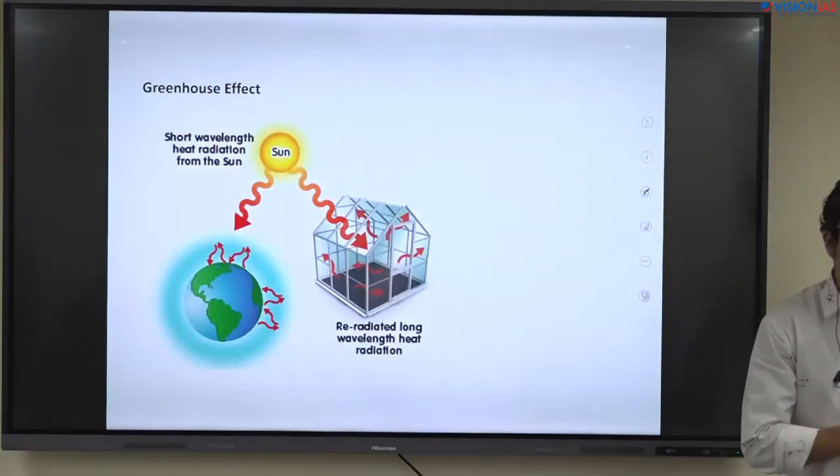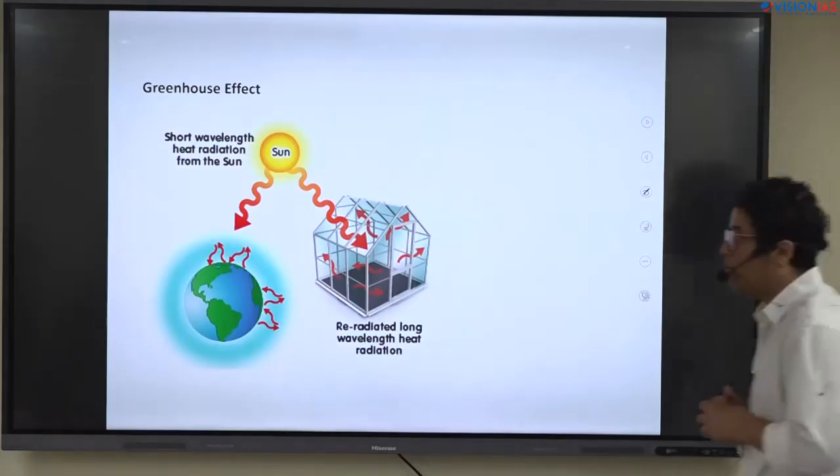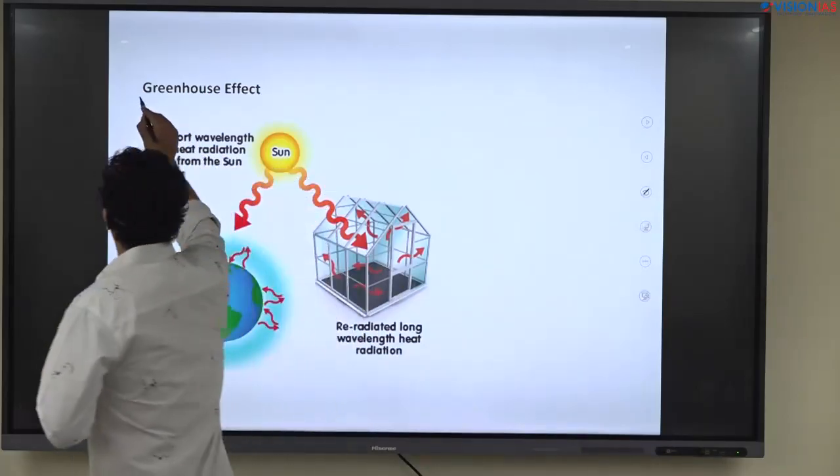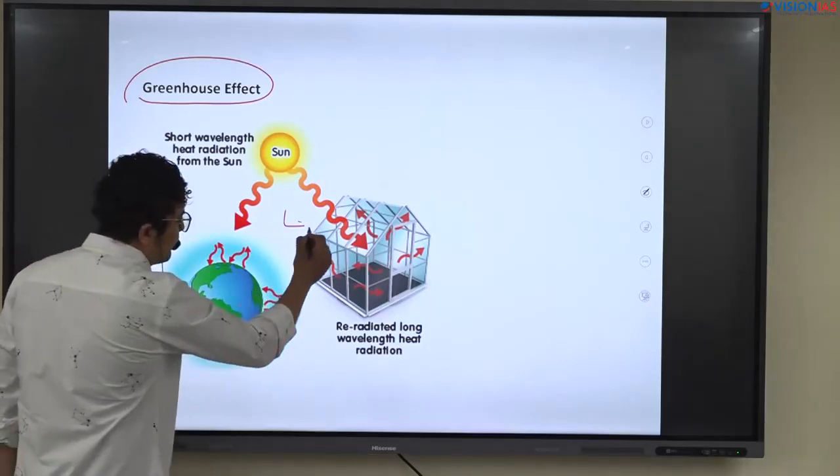Greenhouse gases, we are talking about, are responsible for climate change. But before that, you should understand what the greenhouse effect is. Then only you will understand what problem greenhouse gases can cause. This is a greenhouse.